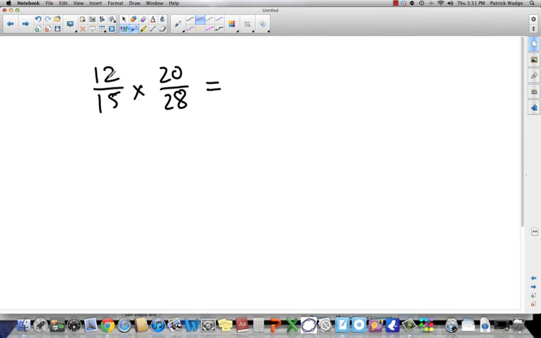Do you see you could simplify these two, 12 and 15. You could do these two, 12 and 28. You could do these two, 20 and 15. You could do these two, 20 and 28. You got all sorts of options. Which one's the best option? I don't know. Just try any of them. Let's do this one. Divide 15 and 20 both by 5, right? So we're left with 3. Divide 20 by 5, you get 4.